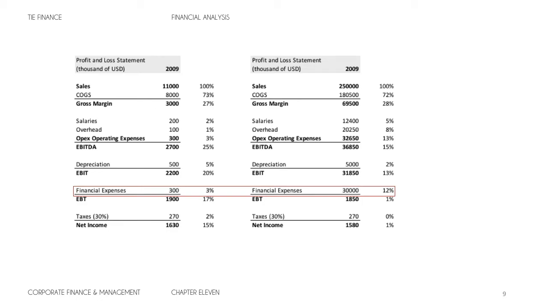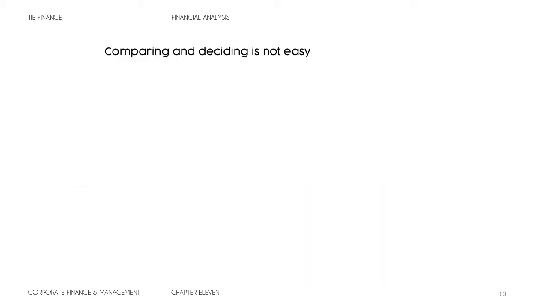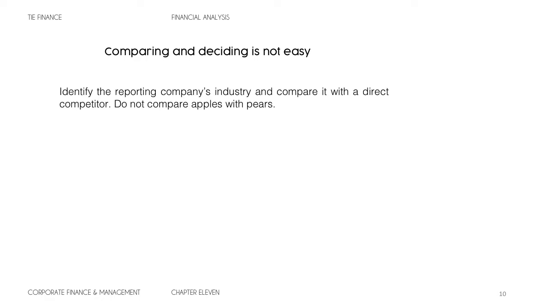So when you decide to invest in the stock market, it is better to use the fundamental analysis, the strategic analysis, and as well the technical analysis. Comparing and deciding is of course not easy. So identify the reporting company's industry and compare it with a direct competitor. Do not compare apples with pears. This means don't compare technological companies with banks.